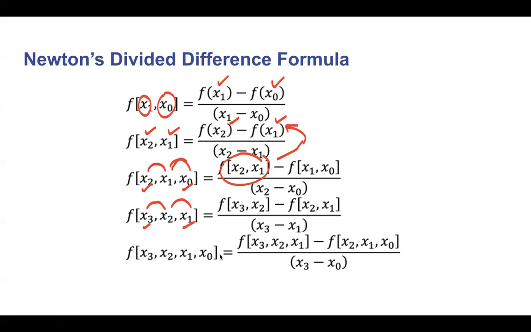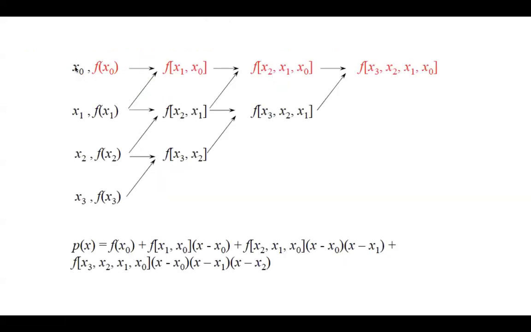It might be difficult for you to understand, so I'll show you with an example. For example, if you have x0, x1, x2, x3, values of x, and you have your function values f of x0, f of x1, f of x2, f of x3, this is how you should calculate the Newton formula. First you take this difference, that is f of x1 minus f of x0 divided by x1 minus x0.